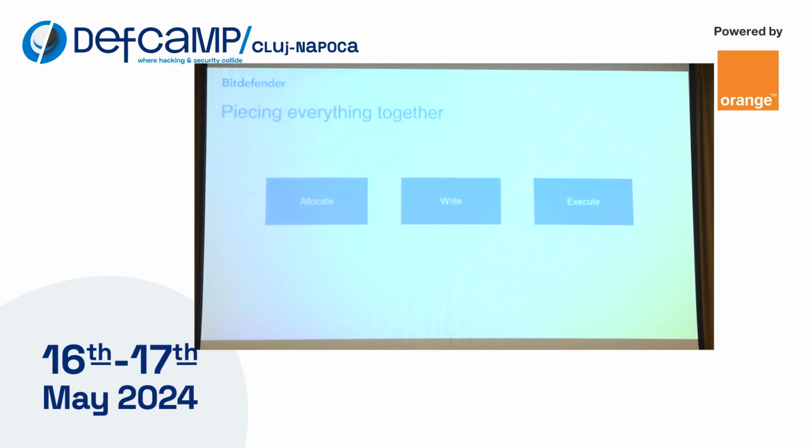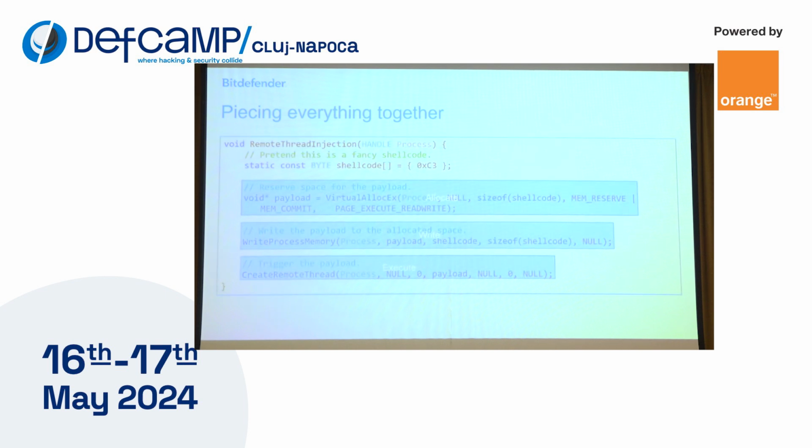Now, let's piece everything together and try to craft a simple injector. Here we can see the allocate primitive, the write primitive, and the execute primitive. This is the classic remote thread injection. I'm sure many of you know about this. It's probably older than I am, and uses VirtualAllocEx to allocate, WriteProcessMemory to write, and CreateRemoteThread to create a remote thread and execute the payload.